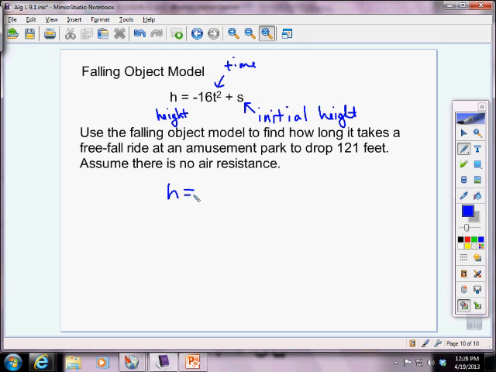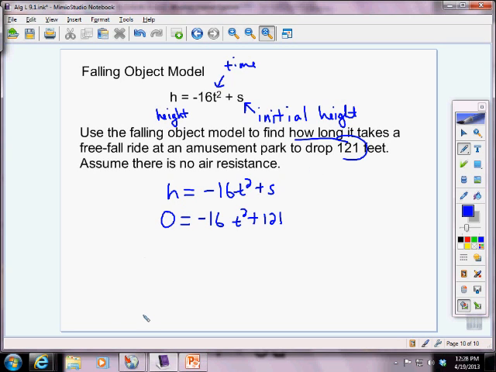So if we use our formula, this 121, that's our initial height. That's where we're starting from. We're dropping 121 feet. Now, we want to know how long it takes. So I want to know what t is. So what am I going to put in for this h? Well, if we're starting at 121 feet, where are we ending up?